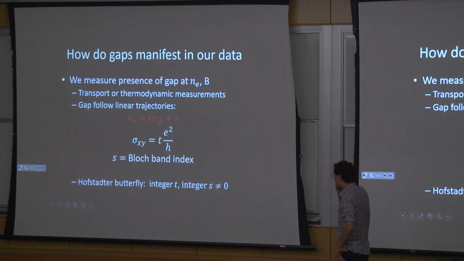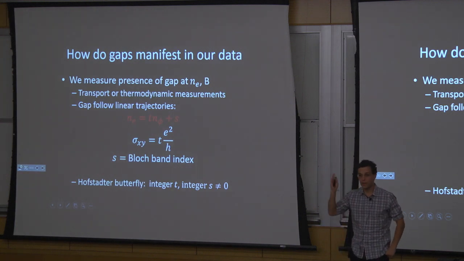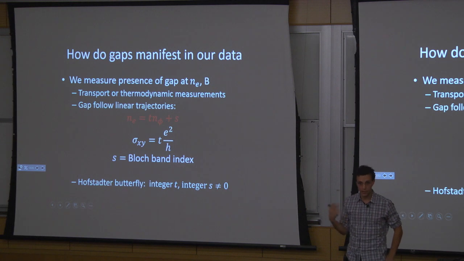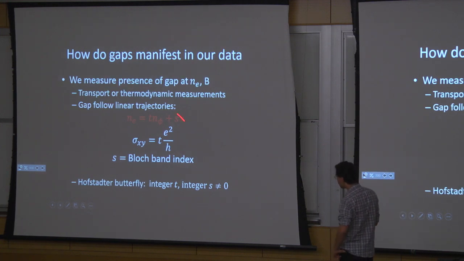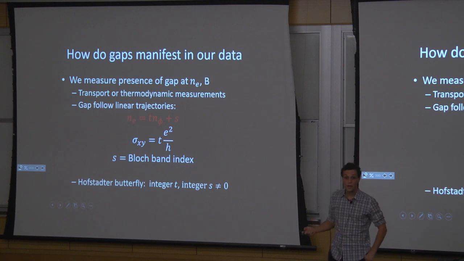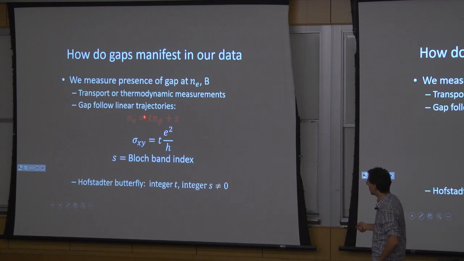So let me just sort of pause for a second and tell you what we actually measure, because we don't measure this Hofstadter butterfly directly. We don't tunnel into it, or we don't do spectroscopy. Rather, we just measure the presence of gaps, right, the presence of energy gaps. And it turns out that within this picture, if you map it to the variables we turn, it's very simple. The number of electrons and the number of flux quanta per unit cell are just related by a linear equation, where this t and this s are integers.